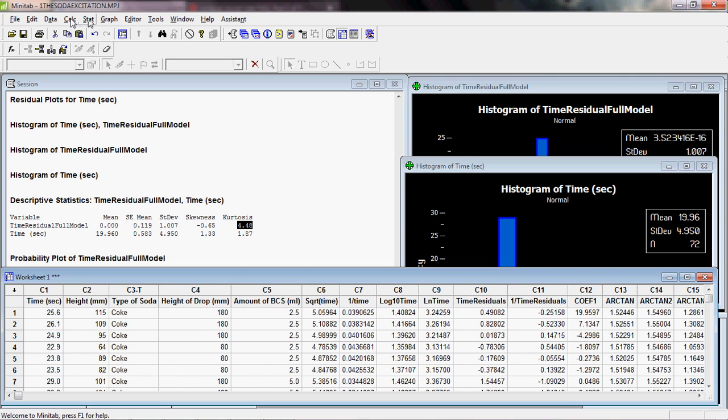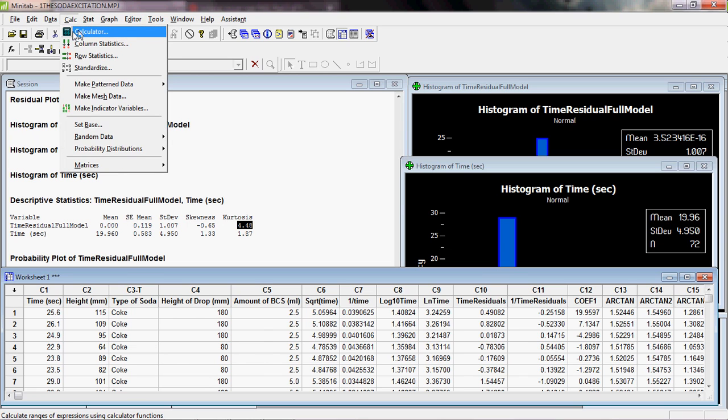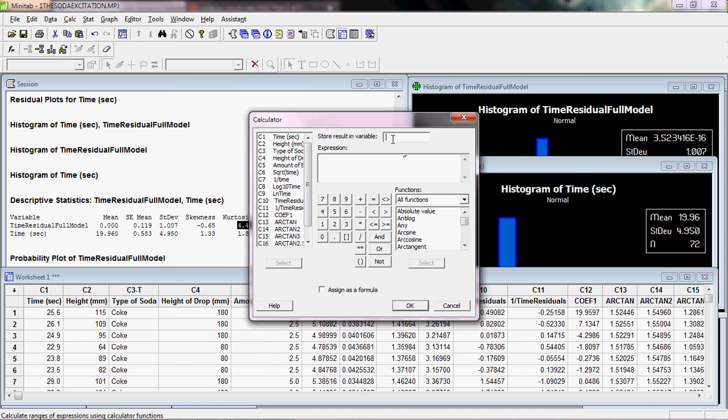So under calculator, calc, store result in. Now if you just give Minitab a name and it can't find the name in your columns, it will create a new column and call it that name. So let's call it log of time.